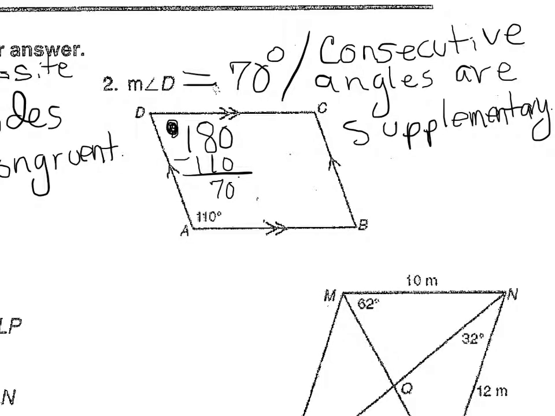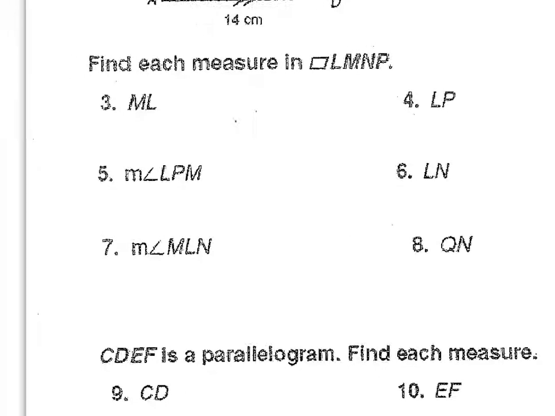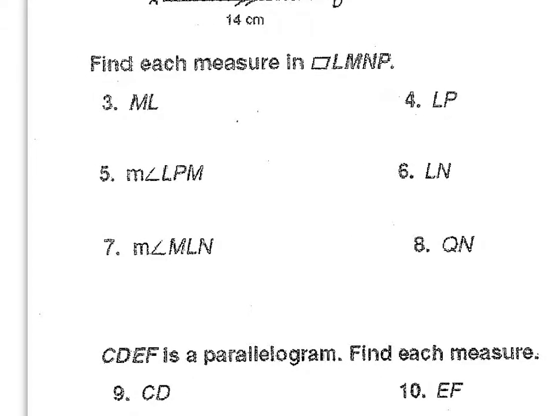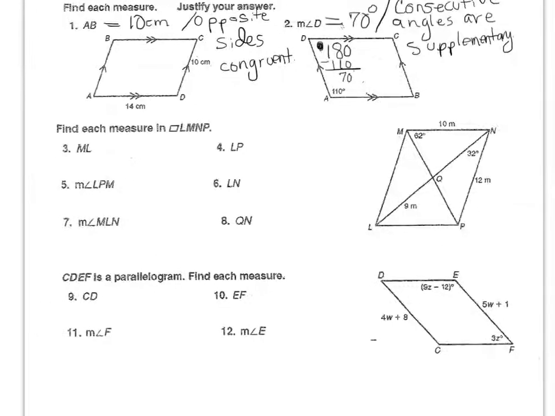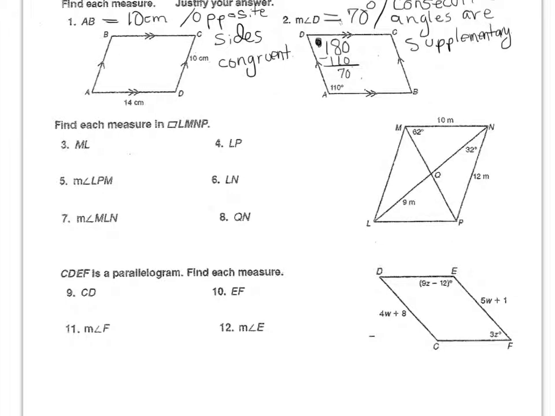Next, problem number 3. It says find the measurement of segment ML. Let me look at the picture here. ML is equal to 12. How do you know that's equal to 12? Because of opposite sides congruent. That is right. Opposite sides are congruent, right? So it's 12 meters. Good. How about LP? Anybody know what LP is? 10. LP is 10. That is right. Because what?